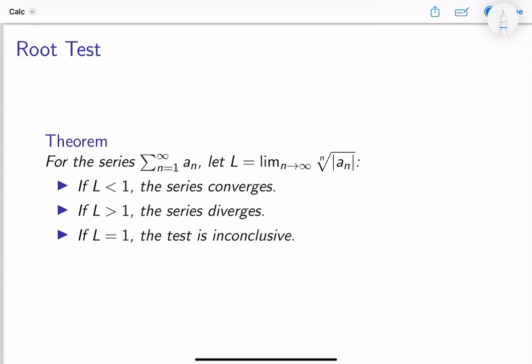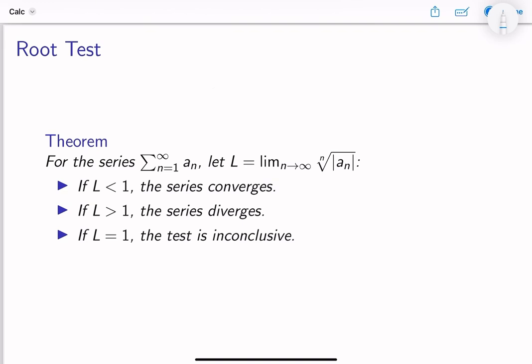Hello and welcome to a new video in a course on calculus. In the previous videos, we defined infinite series and we gave some tools for checking whether a series is convergent or divergent. So in this video, we'll continue to give more tools, and our new tool is the root test.